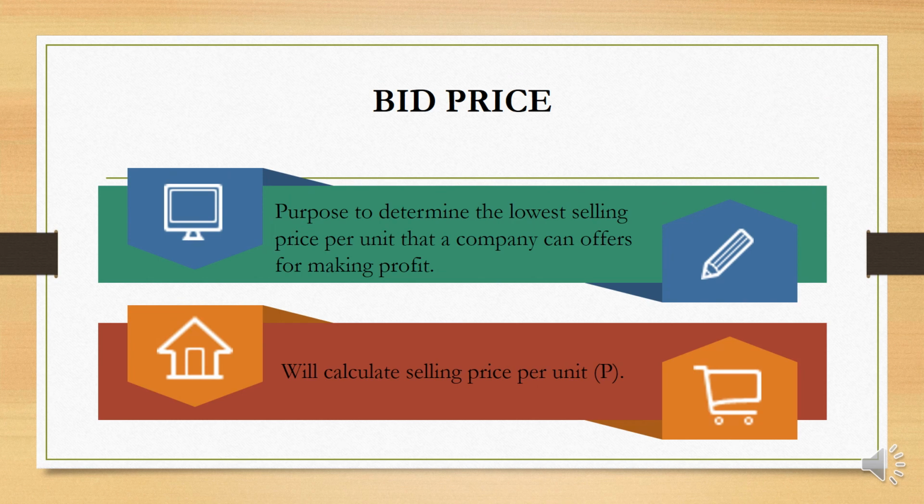What is a bid price? The purpose is to determine the lowest selling price per unit that a company can offer for making profit. This means under setting bid price, you will calculate the minimum value of selling price that a firm should set to make sure that they are able to generate profit. In this video, you also will learn in detail how to calculate selling price per unit, which is P.